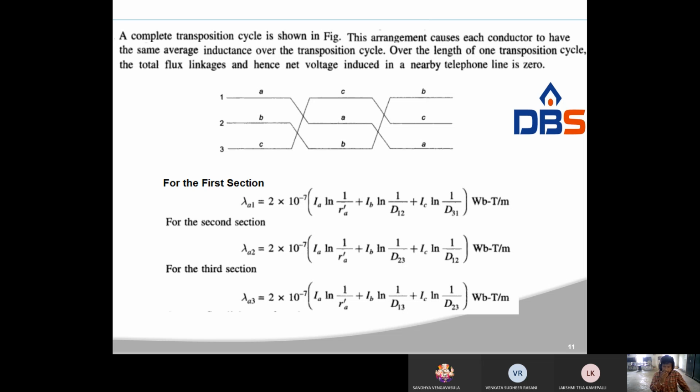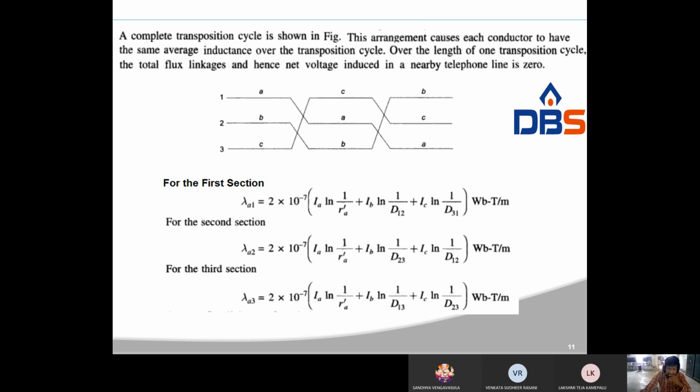That is a good, important question: how to reduce the radio interference in transmission lines by transposing the transmission lines. Let us consider balanced current, IA plus IB plus IC equal to 0.